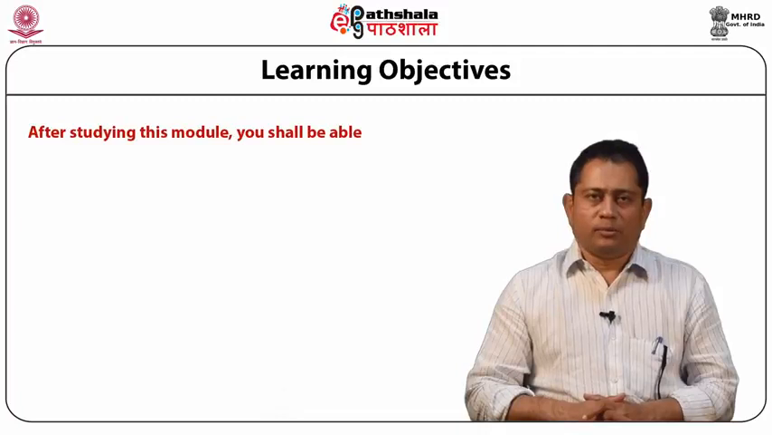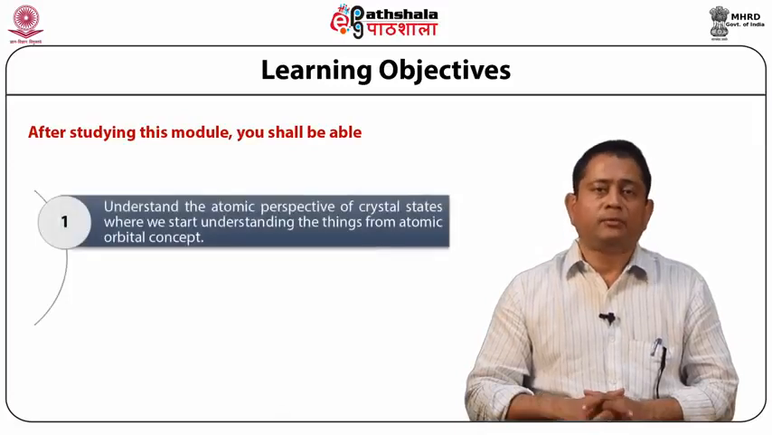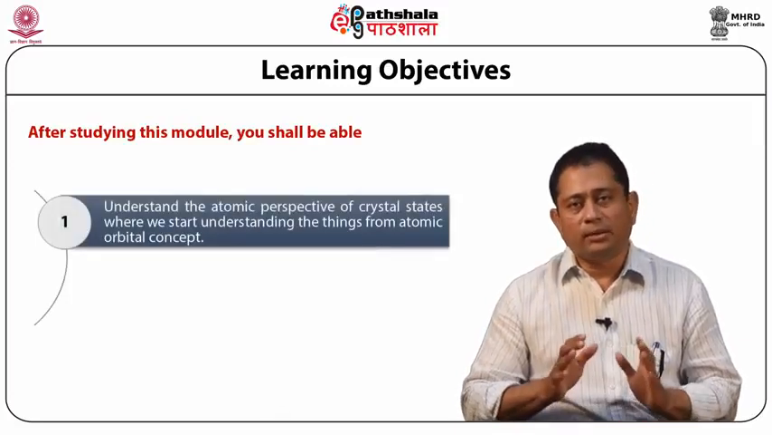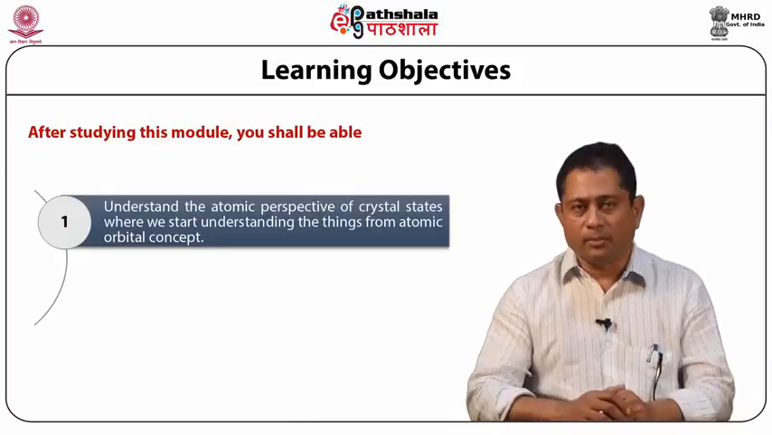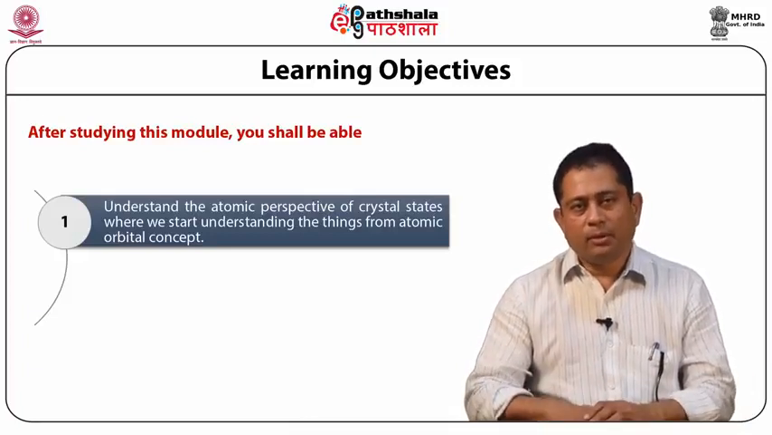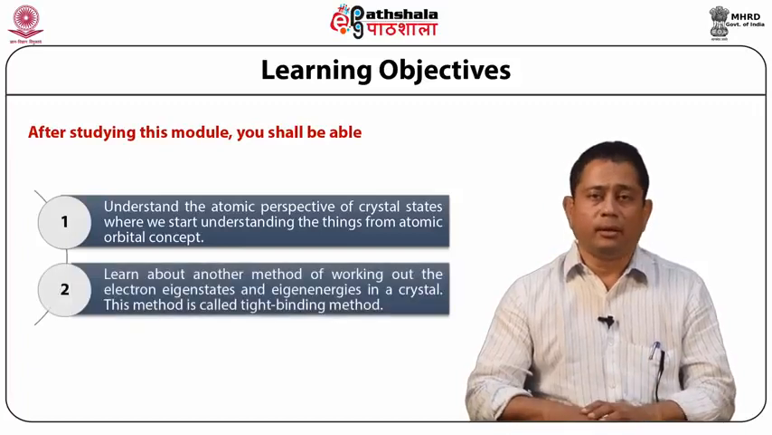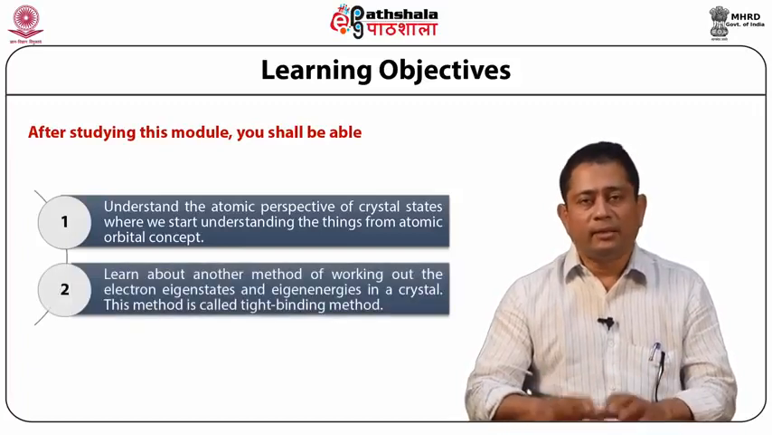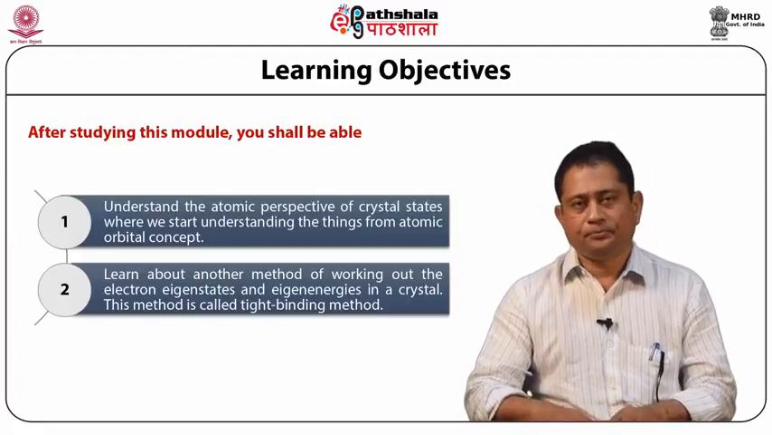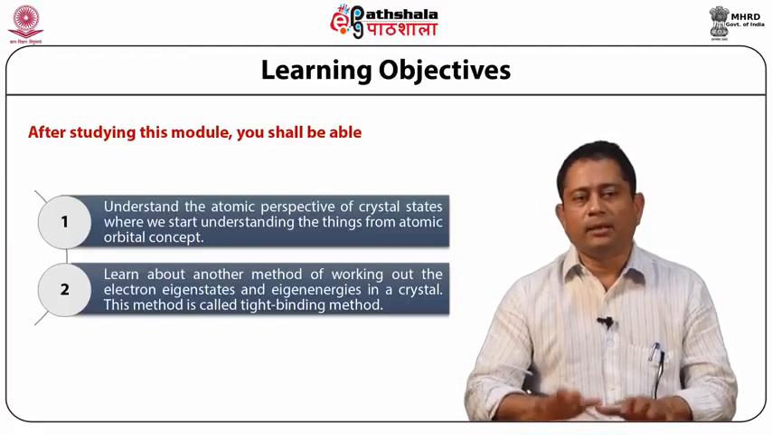Today we are going to discuss a module, Electron in Periodic Solids: Tight Binding Method, under the paper Solid State Physics. Learning outcomes. After studying this module, you shall be able to: one, understand the atomic perspective of crystal states, where we start understanding things from the atomic orbital concept. Second, you will also learn about another method of working out the electron eigenstates and the eigenenergies in a crystal, and this method is called the tight binding method.